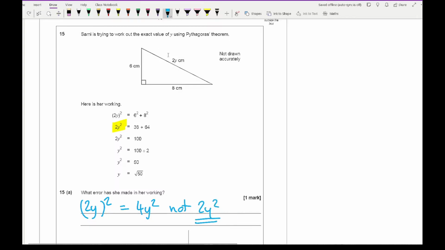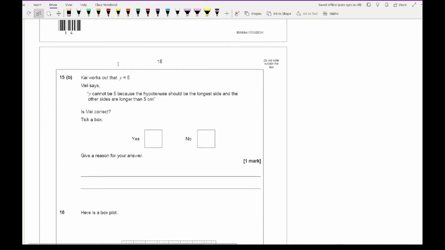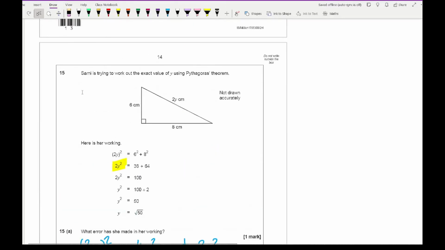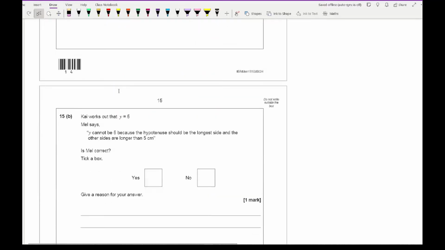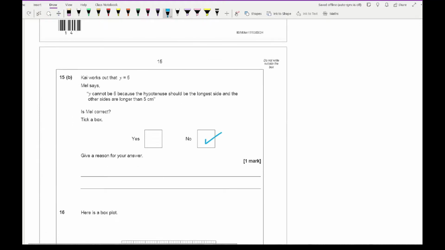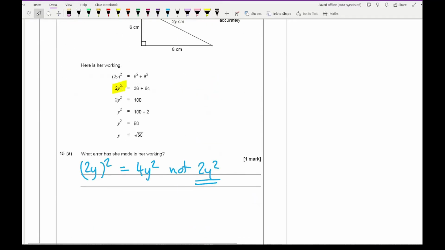And then for B, it says Katie works out that y equals 5. Y cannot be 5 because the hypotenuse should be the longest side, and the other sides are longer than 5 centimeters. Is Mel correct? Well, let's go back to the diagram. Actually, the hypotenuse is not 5, it's 2y, so it's going to be longer. So is she correct? No, because the hypotenuse is 2y, not single y, so it is 10, not 5 centimeters, or whatever the units are. Let's get rid of the units. 8 centimeters.